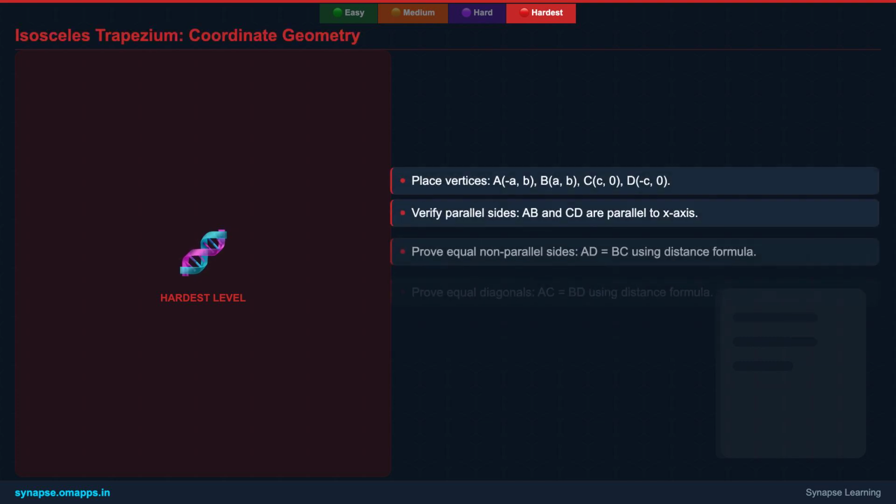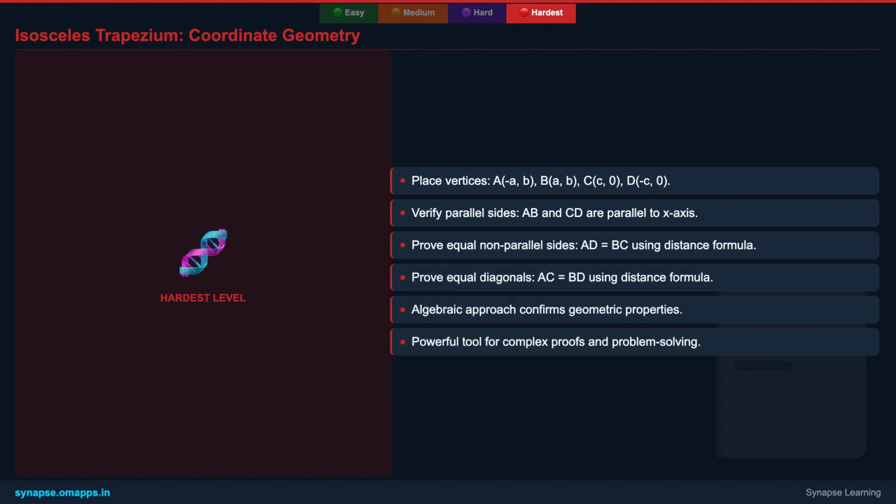Applying coordinate geometry provides an elegant way to verify the properties of an isosceles trapezium. By strategically placing the vertices on a coordinate plane, for instance, with bases parallel to the x-axis, we can use distance and slope formulas to prove that the non-parallel sides are equal, the base angles are equal, and the diagonals are equal. This method offers a robust, algebraic approach to geometric proofs, complementing the traditional synthetic geometry methods and offering a powerful tool for complex problems.